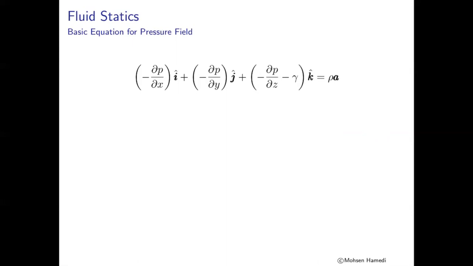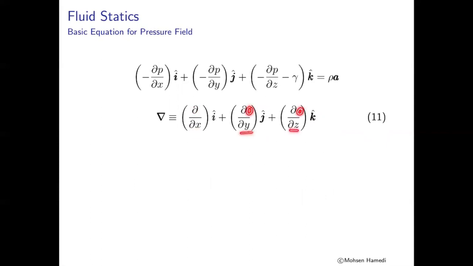Also here we can define an operator, which we call nabla. It's a vector that has the change of any property in the x direction, then the change of it in the y direction, and its change in the z direction. So as you can see here, we have del over del x, del over del y, and del over del z. So we can write the equation as minus the gradient of the pressure minus gamma in the k direction is equal to the density times the acceleration of the element.